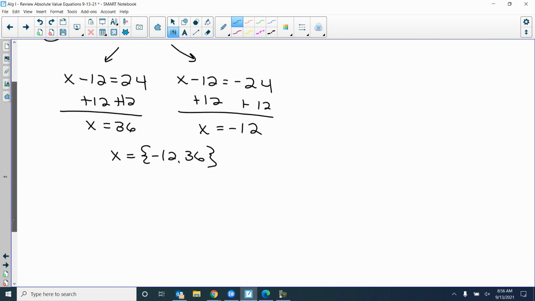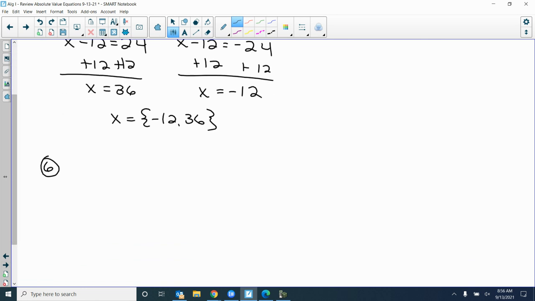Okay, so number 6, Zach, is it 4 times the absolute value of x minus 11 equals 44. Before you solve this, before you break it up into two cases, you need to get the absolute value by itself. It is not by itself because that 4 is on the outside. That means you're 4 times that. So how do I get rid of that 4? How do I move it to the other side?